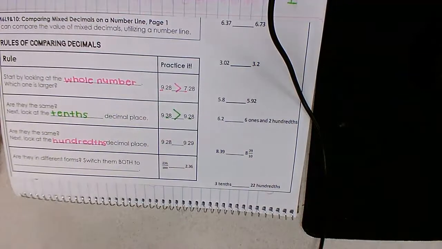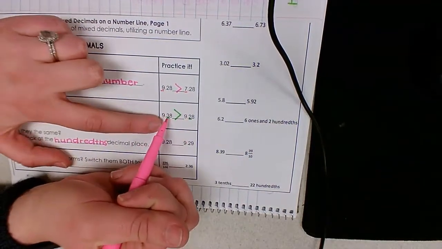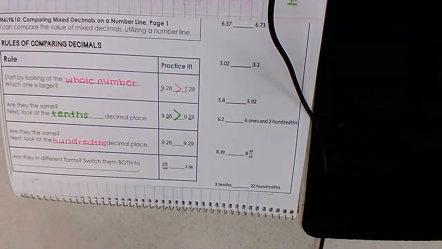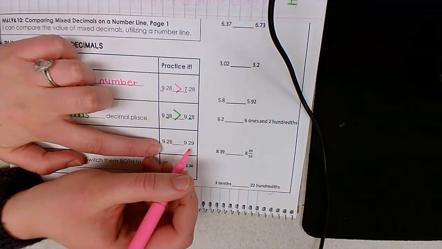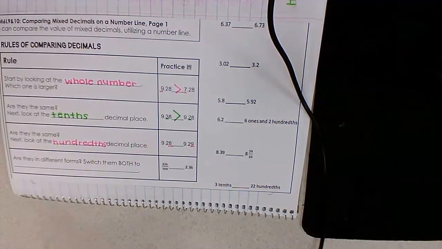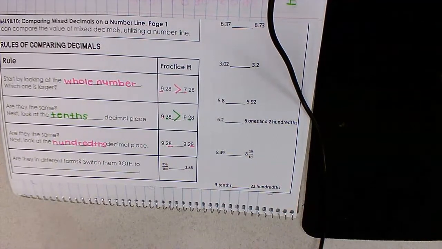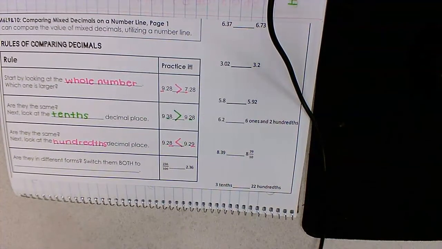We know 9 is greater than 7. But if we're starting to see those similar numbers, we work our way to the next largest place value. Since 9 is the same and 2/10 is the same, that means the next place value that we're going to look at is our last one, the 100th place. And since 9 is greater than 8, that makes 9 and 29/100ths greater than 9 and 28/100ths.